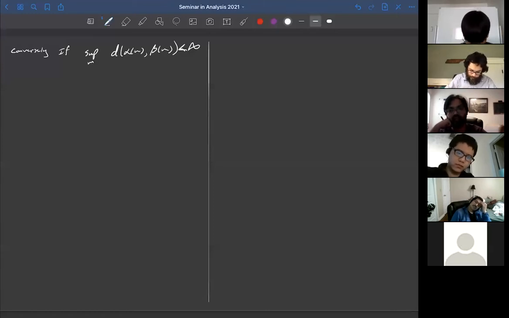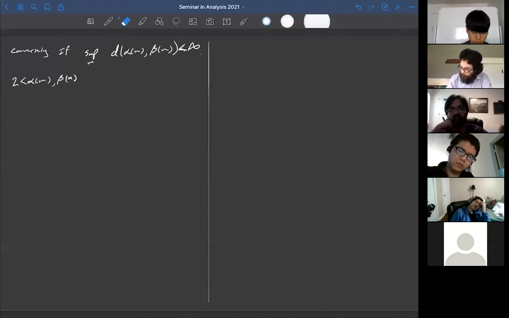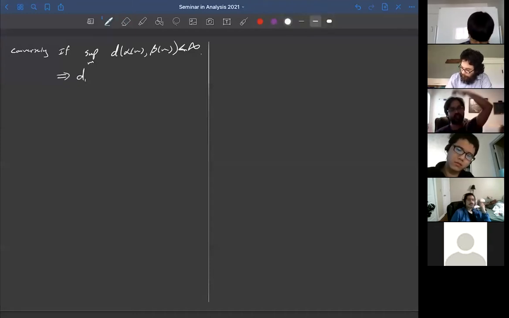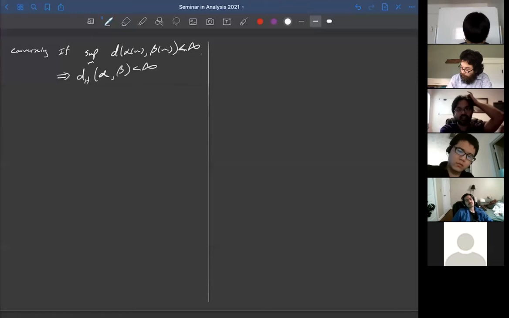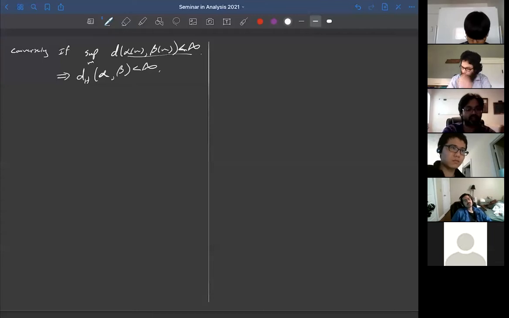How can we see that? That's just going to be a computation, because we just compute alpha M, beta N. Well, certainly this implies that the Hausdorff distance between alpha and beta is finite, and so it's bounded by whatever this number is.